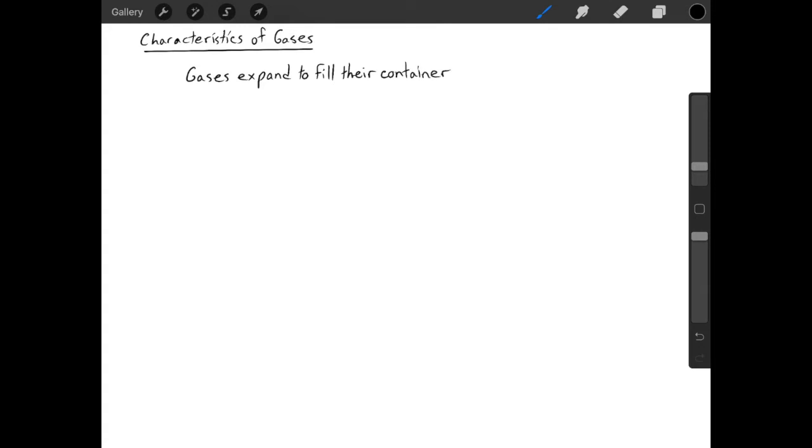The first one is that all gases will expand to fill their container. If you have a certain amount of gas in a very small container, it will have a relatively high density. And if you expand the volume of the container, the density of that gas will become lower, but it will expand to fill the volume.